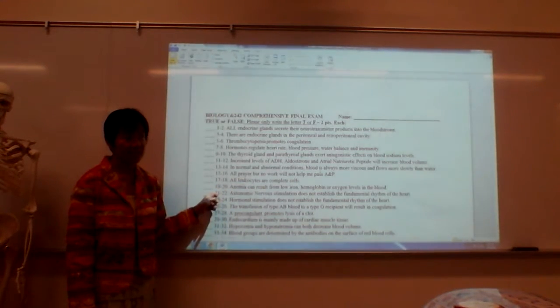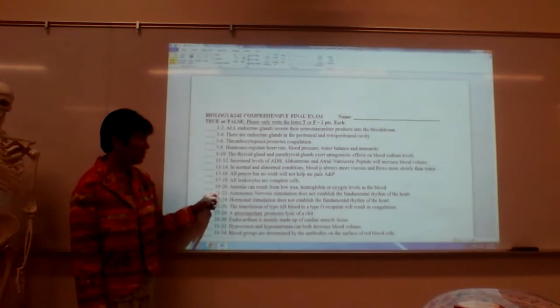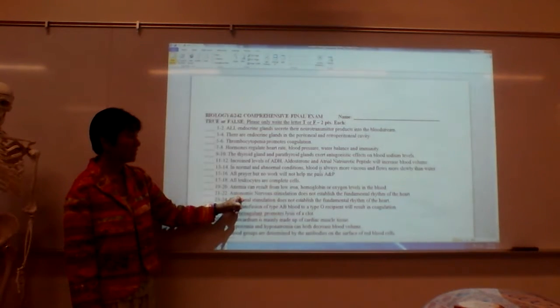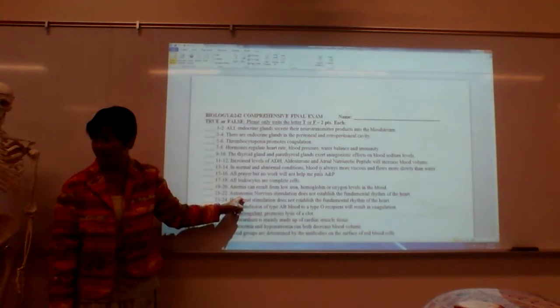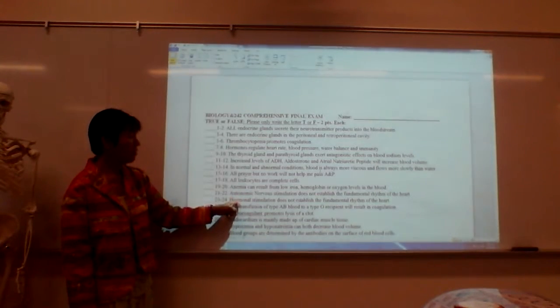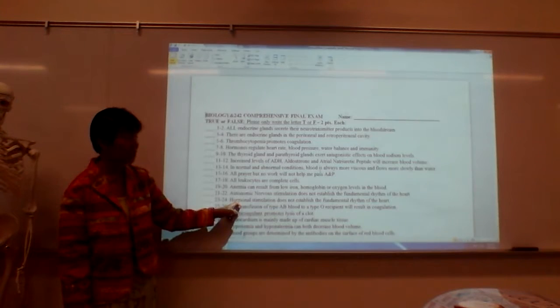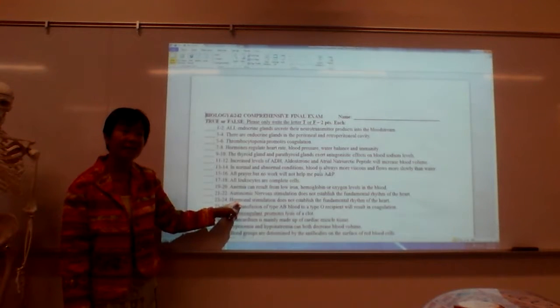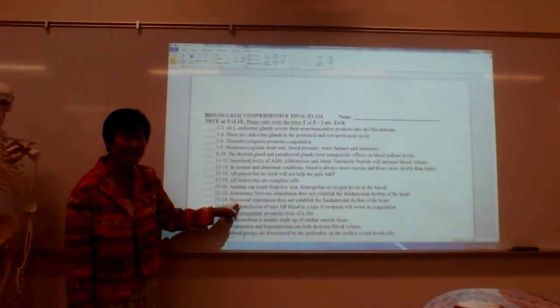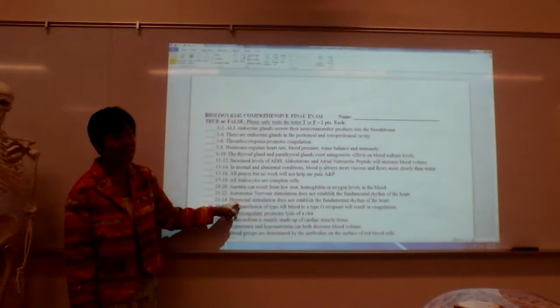Okay? Check each word. What about this one? Autonomic nervous stimulation does not establish the fundamental rhythm of the heart. True. Yes, the pacemaker is the one, right? So this is true. Hormonal stimulation does not establish the fundamental rhythm of the heart. True or false? They're both true because of the pacemaker. Remember, that's why the heart is autorhythmic. It beats on its own. Remember, we discussed this in the lecture.